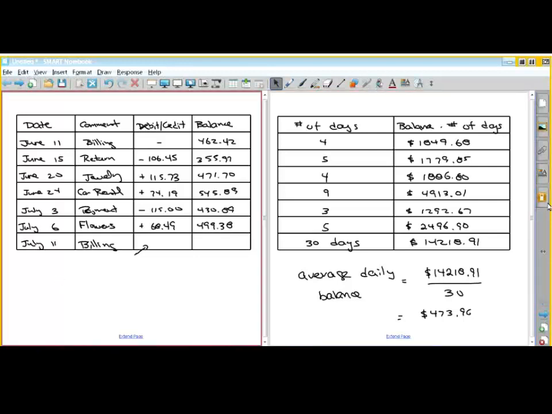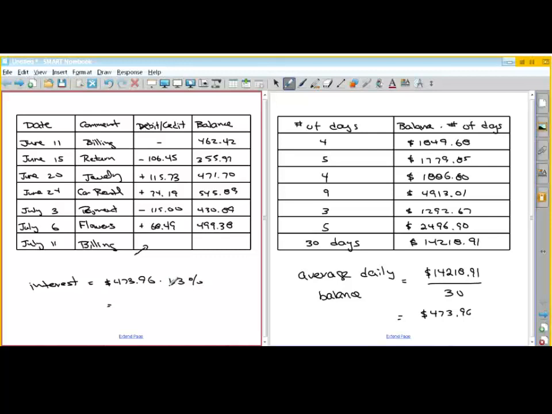Now, the interest is going to be your average daily balance times your interest rate. But you have to do this on a monthly basis. So we take the interest rate, which is 1.3% per month. Okay, so they already give it to you per month. If they didn't, you would take 1.3 times 12, which gives you 15.6% per year. You should divide that by 12 to get 1.3% per month.